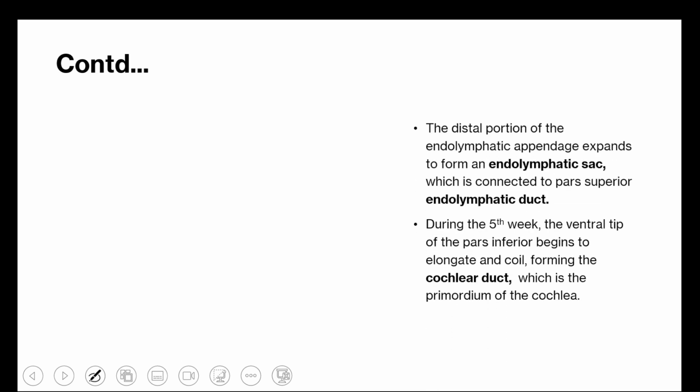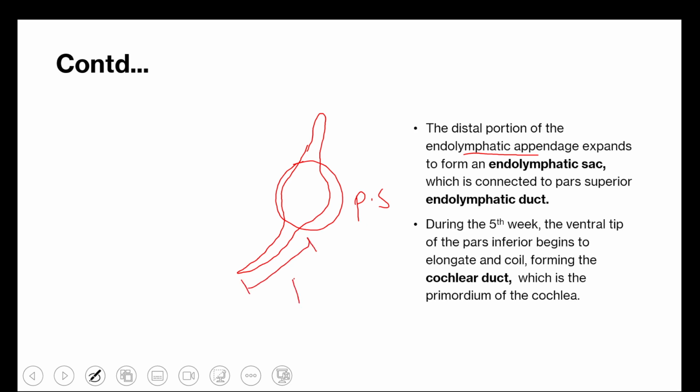So next we see the endolymphatic appendage, and we can see the structure formation like this. It might not be similar to that, but you can see that this is the pars superior, a slightly expanded region, and this is the tapered end. This tapered end is called the pars inferior, and this dorsally located region is the endolymphatic appendage.